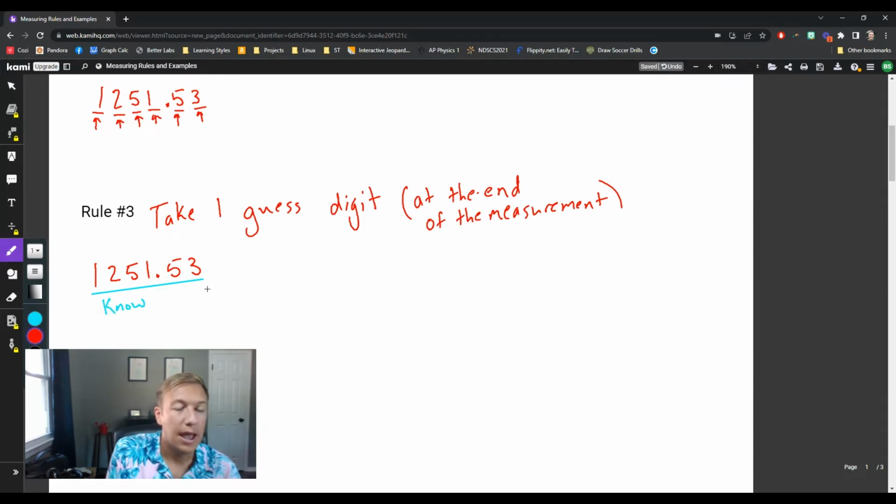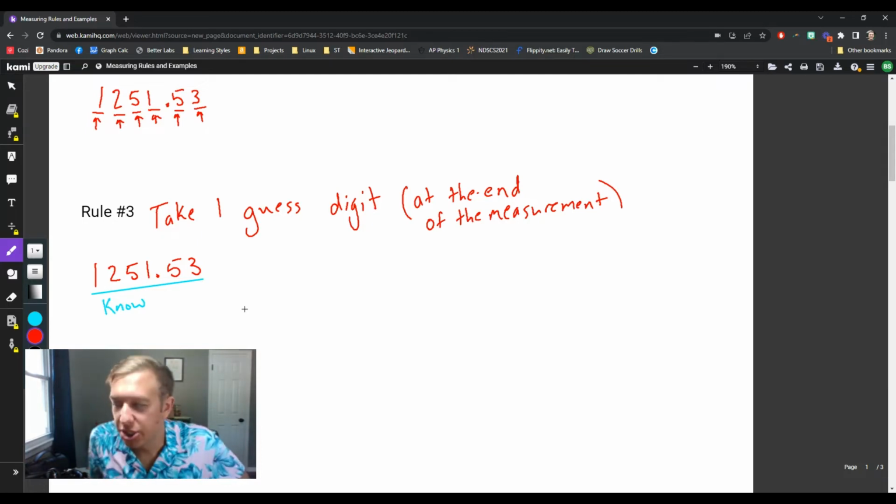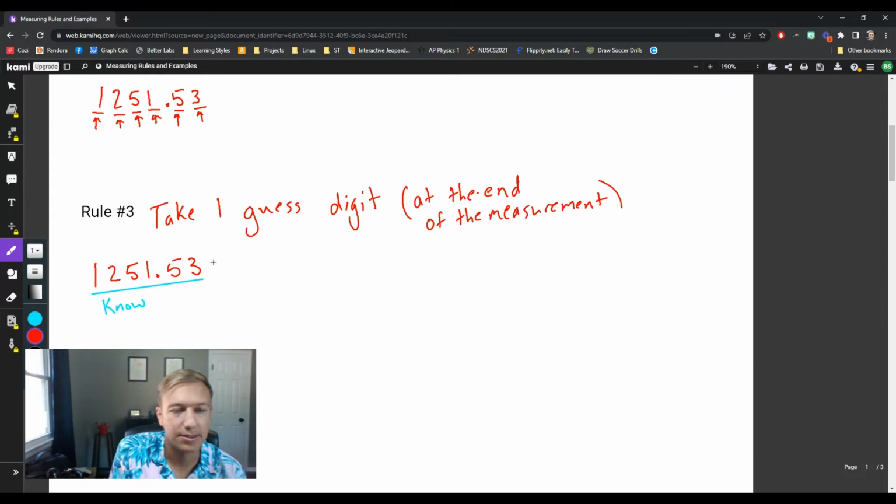Now, I get one guess digit. So I can say, looking at my ruler, I get to guess somewhere in between. Depending on the ruler, that guess will change where it's at, but it's always going to be the last number that you write. So, for example, if I think it's about halfway in between, I'll write about a 5 there. Maybe I think it's a little bit less than halfway, so maybe I say 4.